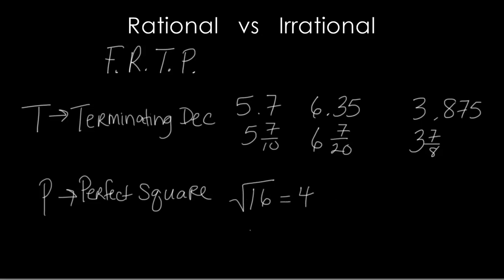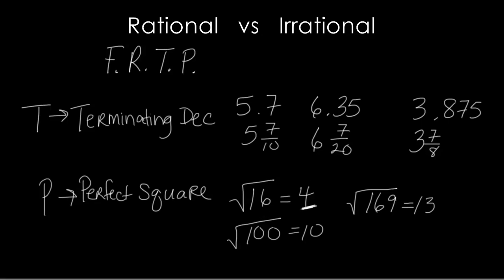What about 100? Yep, that's a perfect square. You take the square root of 100, what do you get? 10. What about 169? Is that a perfect square? Yes, it sure is. You take the square root of 169 and you get 13. So notice perfect squares are numbers where, when you take an integer and multiply it by itself, you get a perfect square.